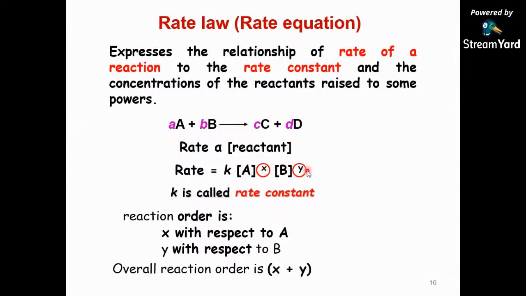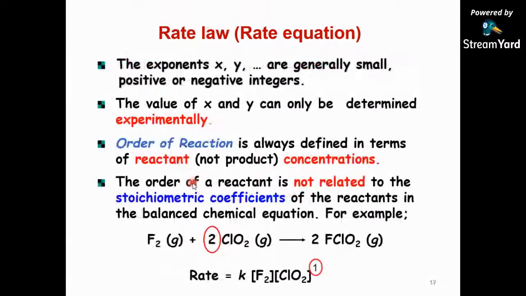This one we call, what is X? X, Y is the order of the reaction. K is the rate constant. And then rate, just now you learned already, is molar per second. The time depends, not necessarily second, can be minute, year, week as well.